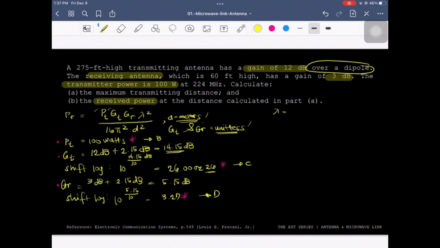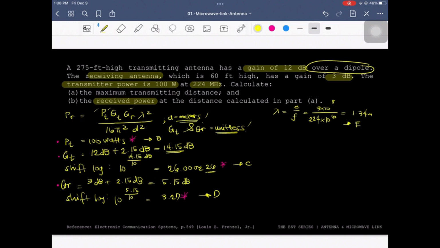Okay, so lastly, we will solve for the wavelength. So we all know that the formula for the wavelength is the velocity of light divided by the frequency. So we have here the 3 times 10 raised to 8 divided by 224 megahertz. Ayan. So we will have an answer of 1.34 meters. Stored lang natin siya sa E.